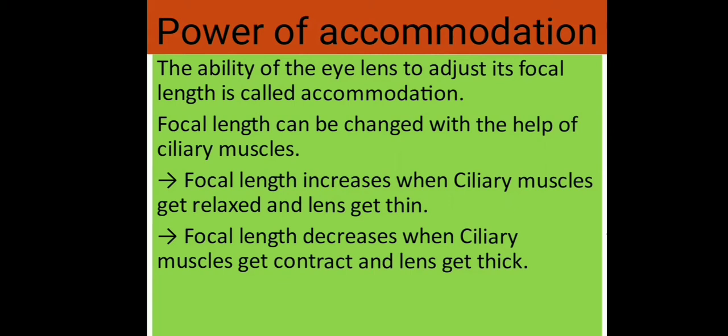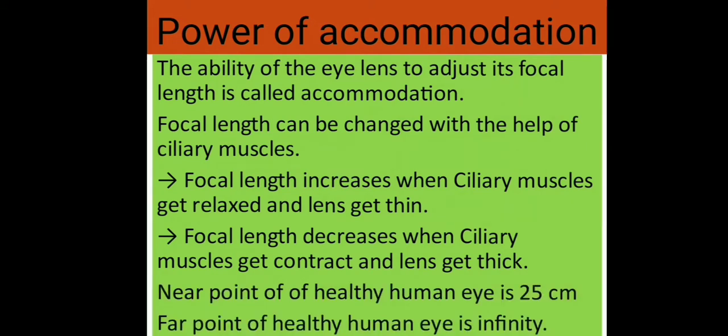Now, focal length can be changed with the help of the ciliary muscles. Focal length increases when ciliary muscles get relaxed and lens gets thin. Focal length decreases when ciliary muscles contract and lens gets thick. The minimum distance at which objects can be seen most distinctly without any strain is called the least distance of distinct vision. It is also called the near point of the eye. For a young adult with normal vision, the near point is about 25 centimeter.